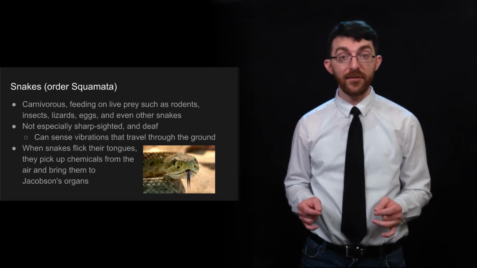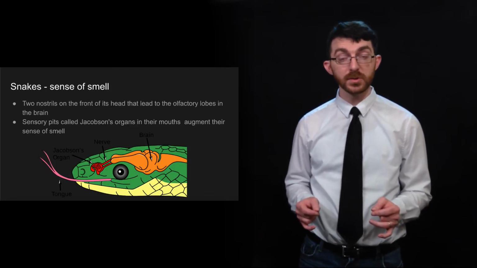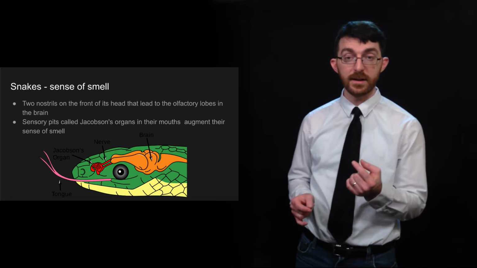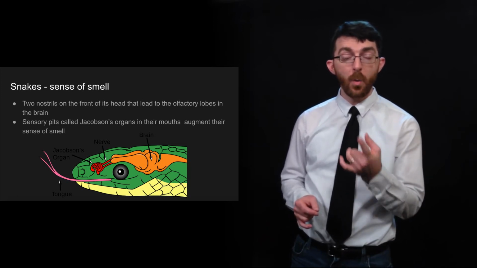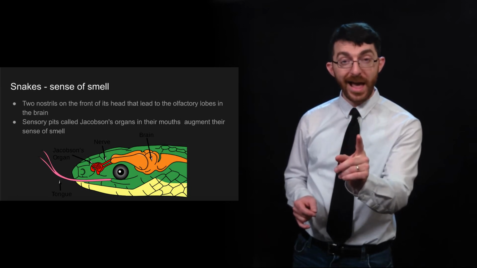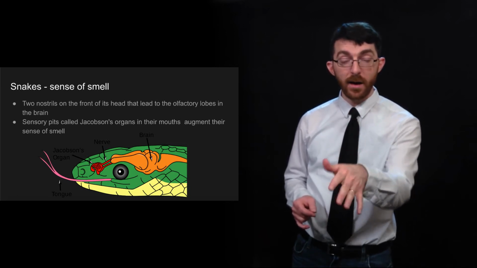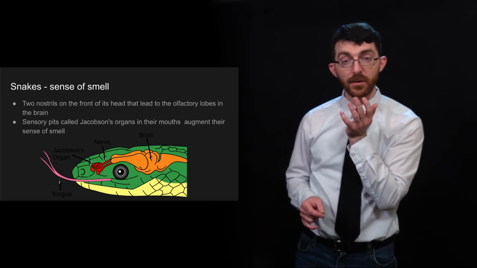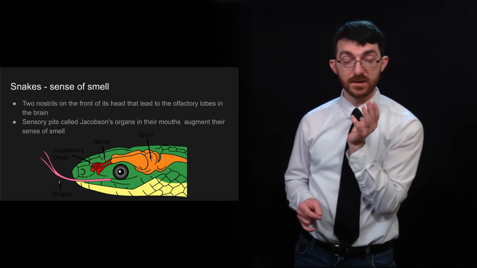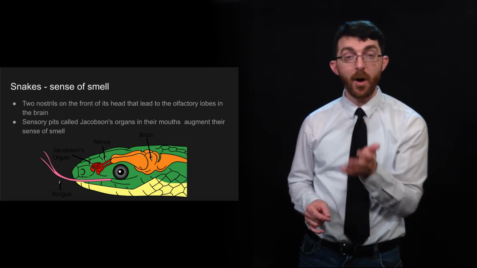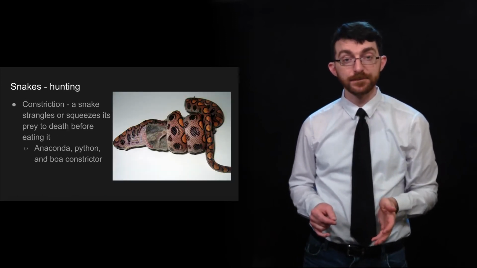So let's take a look at that. They do have 2 nostrils on the front of their head that are connected to their olfactory lobes. So yes, they can smell through their nose, but when they flick their tongue out, it picks up particles in the air, and then it draws the tongue back into their mouth. Those particles are analyzed by what's called their Jacobson's organ, and that augments their sense of smell.